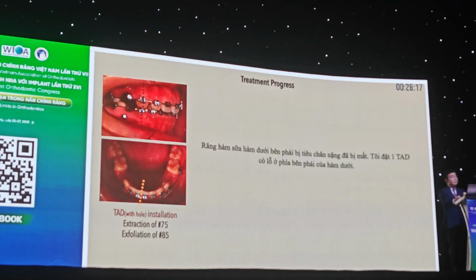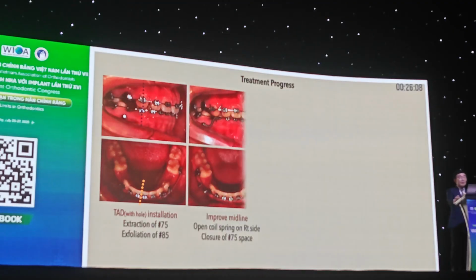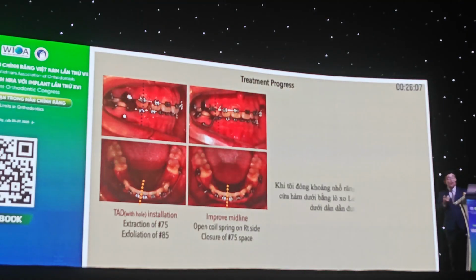The severely resorbed mandibular right second primary molar was lost. I installed a TAD with a hole on the right side of the mandible. As I closed the primary molar extraction space and pushed the mandibular incisors forward using the lead spring, the mandibular midline gradually improved.